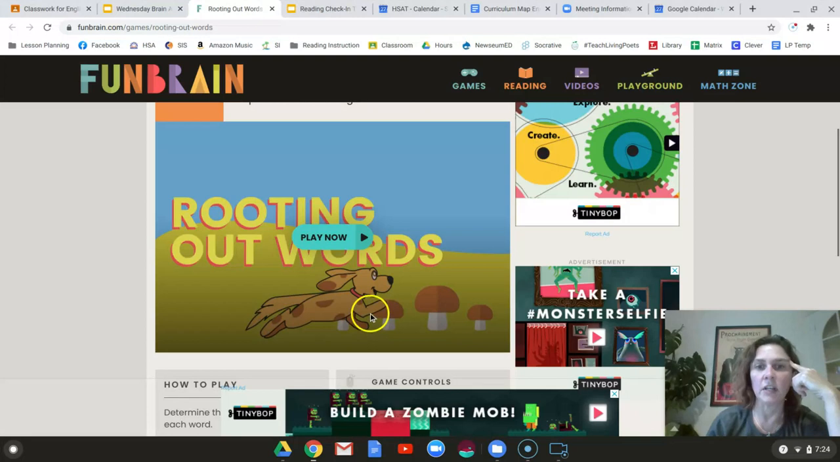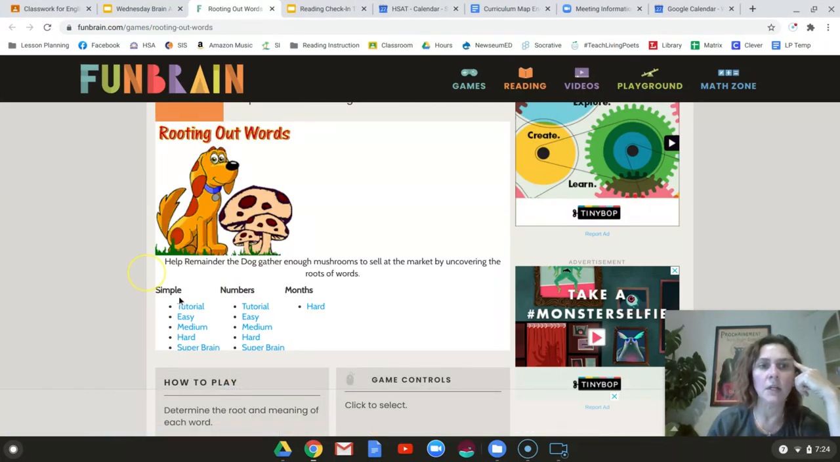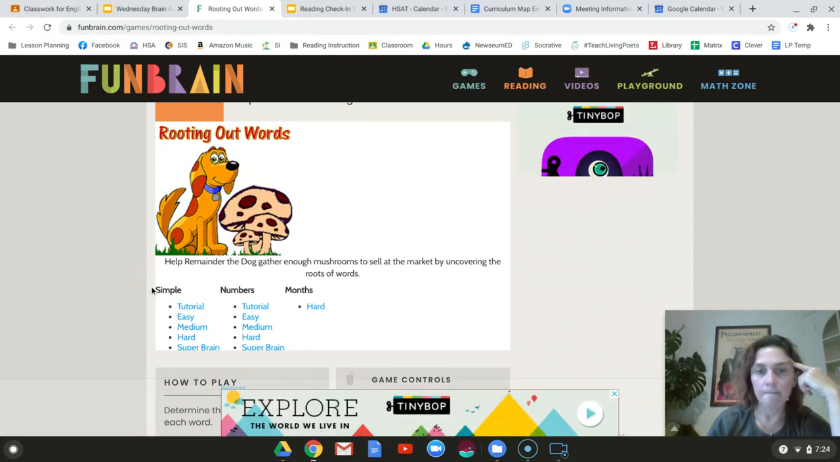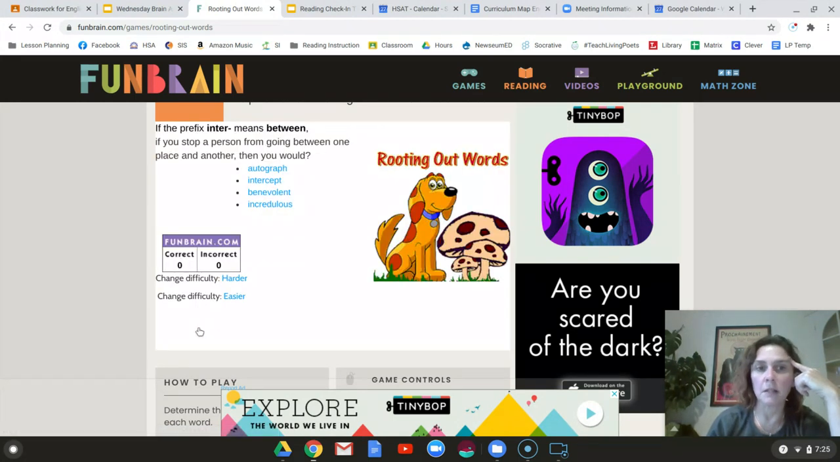So you're gonna see this doggy here with mushrooms, and you're gonna click play now. It's gonna ask you what category you want: simple, numbers, or months. It's gonna ask you which level you are going to do: easy, medium, hard, or super brain. And so you'll just choose. Like I'll choose medium simple, because I know lots of root words because I've been studying these a long time, okay?